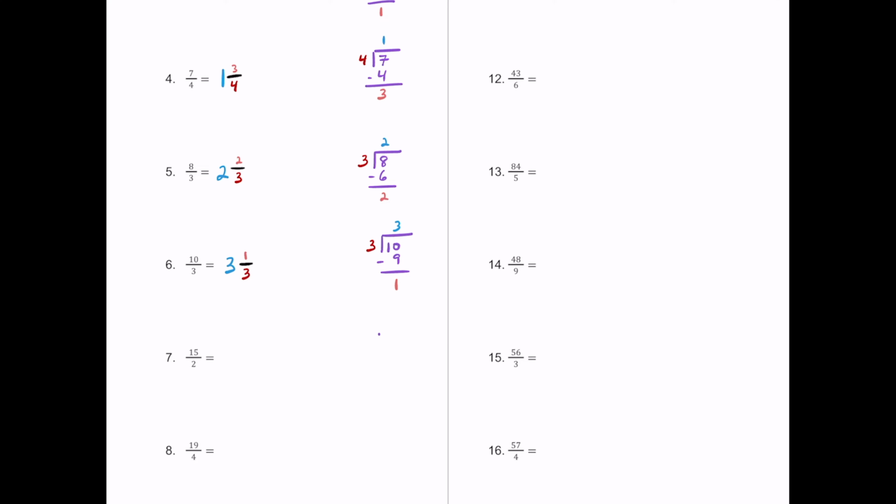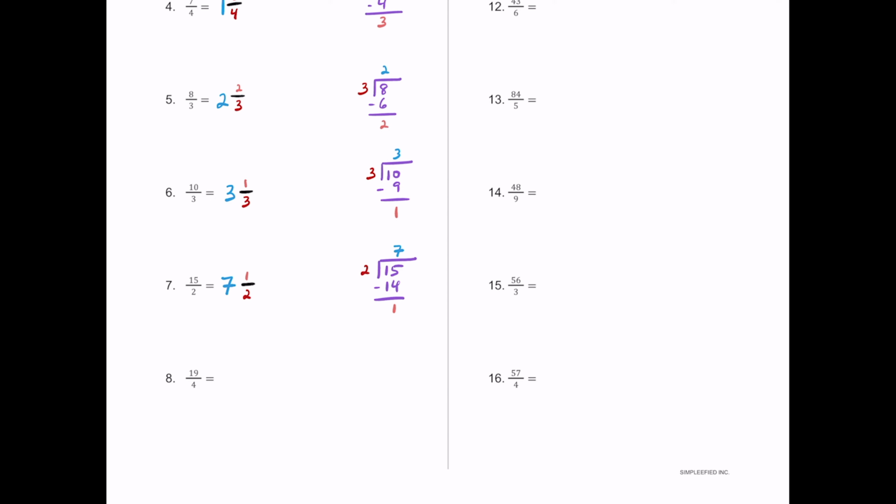For number 7, we have 15/2, so it's 15 divided by 2. Let's put that 2 on the outside here. 2 times 7 is 14, and that's as close as we can get. So 2 times 7 is going to be that 14, and a remainder here is going to be 1. So if you have 15/2, that's the same thing as 7 wholes. And what's the fraction that's left over? It's going to be 1/2 as the leftover, or the remainder.